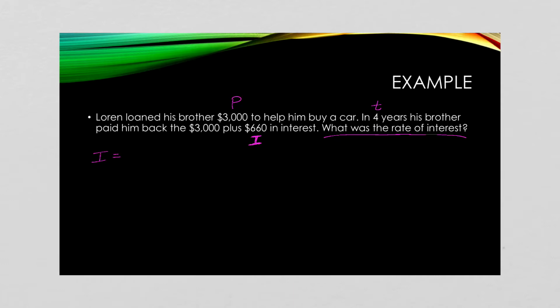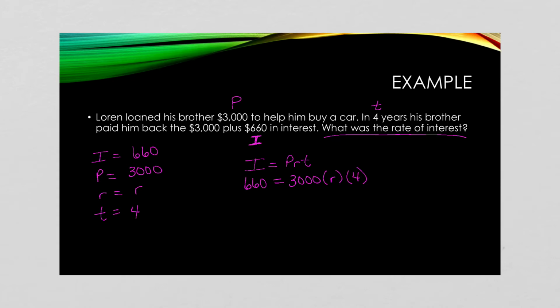Remember, I told you I do this every single time, and I'm serious, I do. So the interest is 660. The P is 3,000. The R is what we don't know, so I'm just going to call it R. And our time is 4 years. So again, I'm still using this formula. And I'm just going to put in everything I know. So I'm going to put 660 right there. The P is 3,000. The R is something we don't know. And the T is 4.